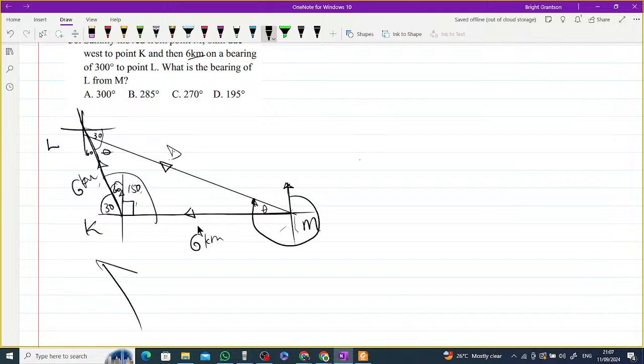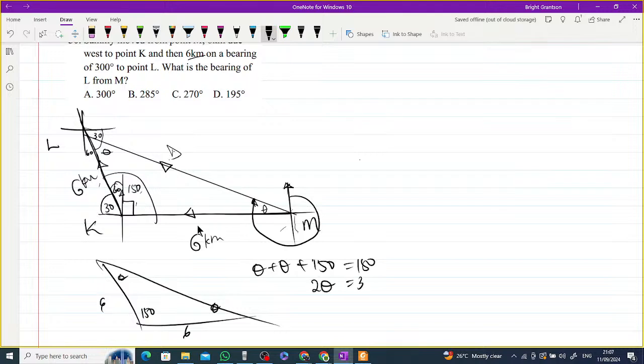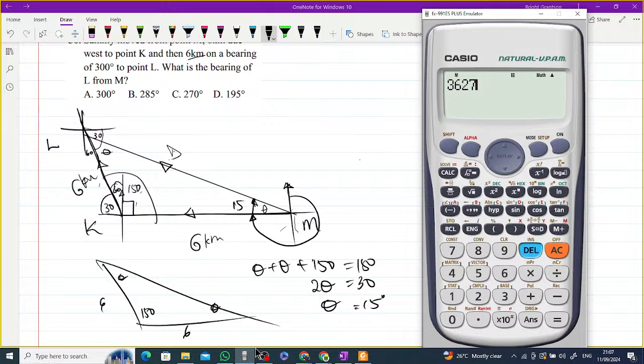Because this triangle is like this. Here's 6, here's 6, here's 150, here's theta, here's theta. And we are looking for only one of the theta. So theta plus theta equals 180, right? So 2 theta equals 30 degrees. Then theta equals 15 degrees. Right, so it means here is 15. Then when you add 270 to 15, what are you getting? 270 plus 15. 285, and that's option B.